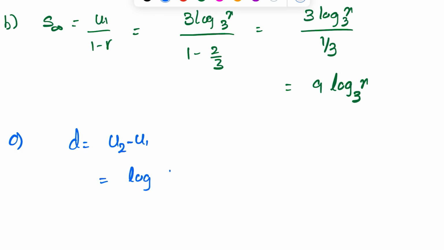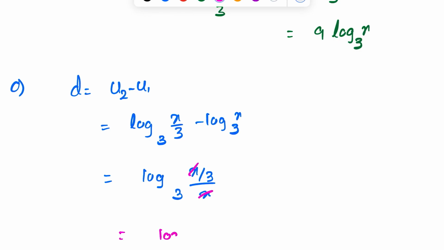If you can scroll up and check, log x upon 3 to the base 3 minus log x to the base 3. In minus, what will happen? The minus becomes division to the base 3. So what can I see? x and x get cancelled. So what do I get over there? Log 1 upon 3 to the base 3.